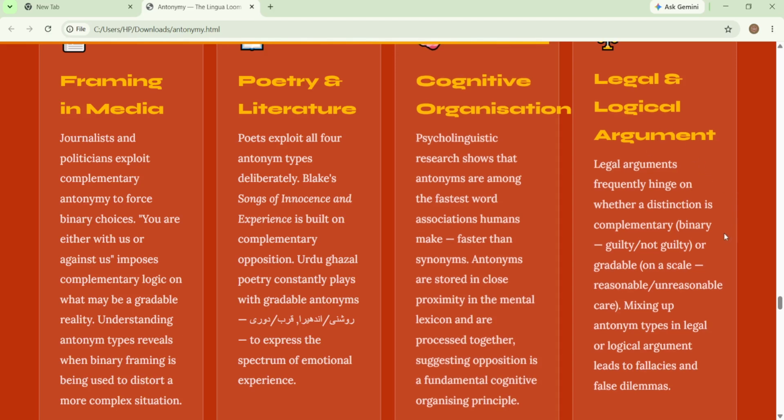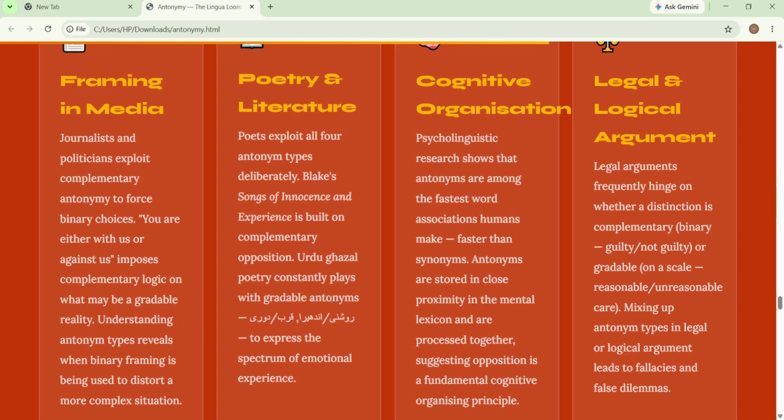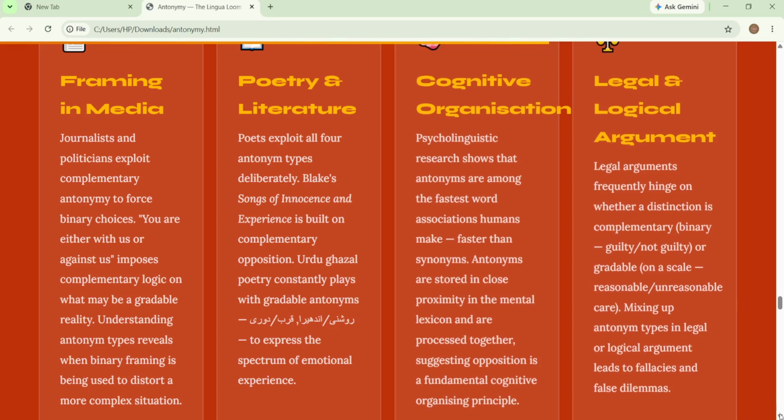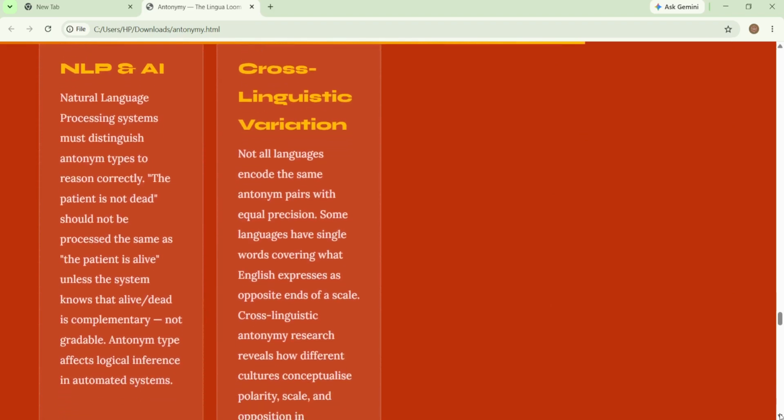Then legal and logical arguments. Legal arguments frequently hinge on whether a distinction is complementary, which is guilty or not guilty, or gradable on a scale, reasonable, unreasonable care. Mixing up antonym types in legal and logical argument leads to fallacies and false dilemmas. So this shows the usage of different antonyms in different fields. Then there are two others, which are okay, let's scroll a bit later.